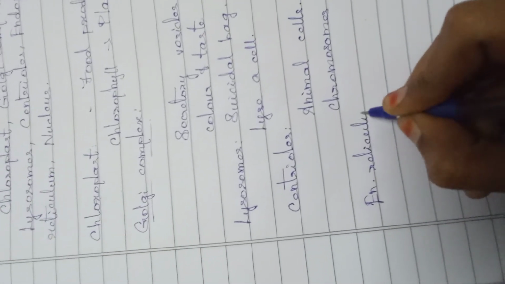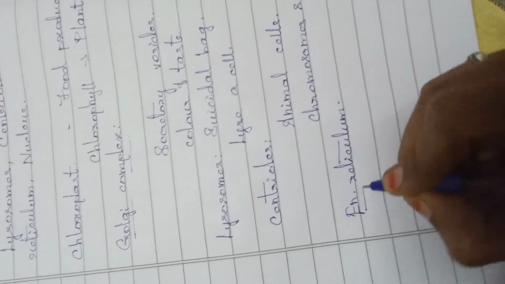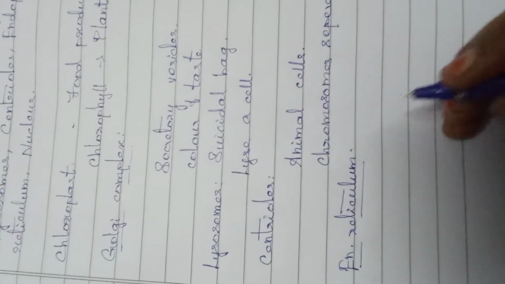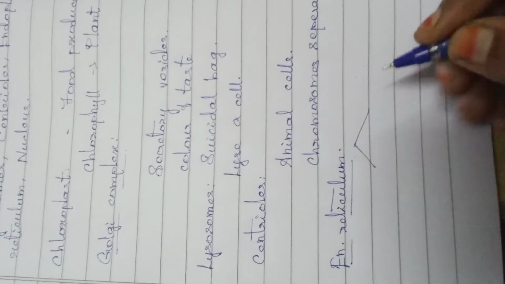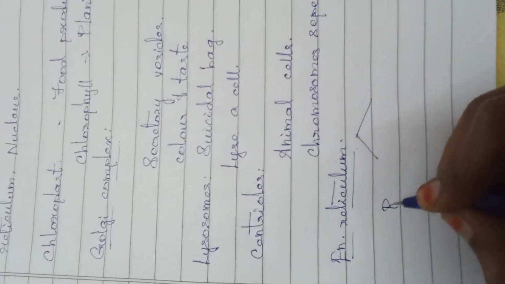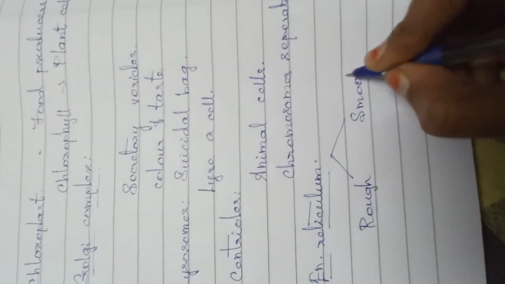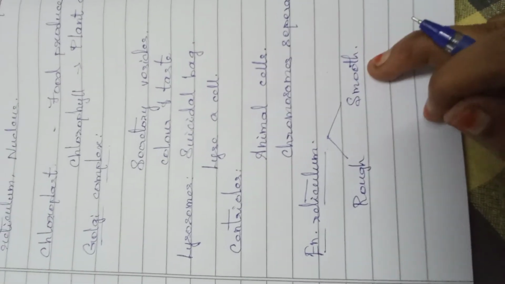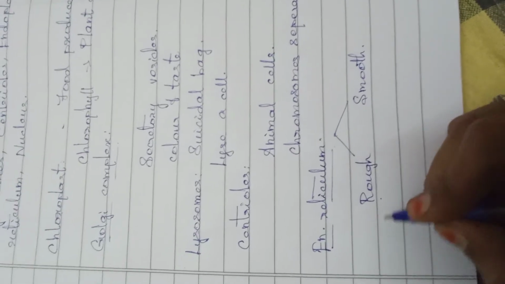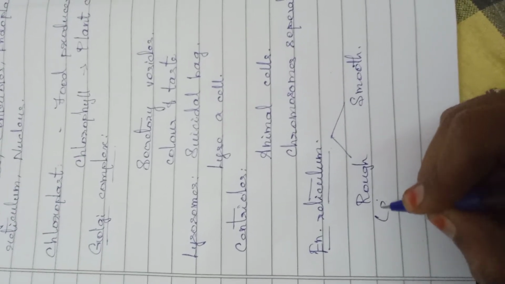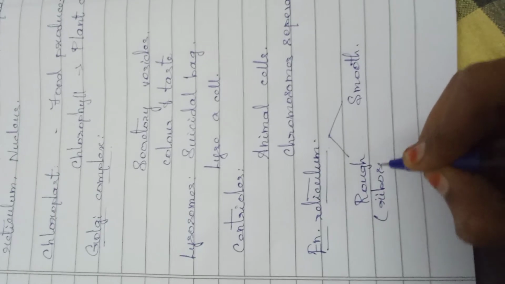What is this endoplasmic reticulum? What is the function of the endoplasmic reticulum? The endoplasmic reticulum is divided into two: one is rough endoplasmic reticulum, and the other is smooth endoplasmic reticulum. Why is it considered rough and smooth? On the rough surface, ribosomes are attached.